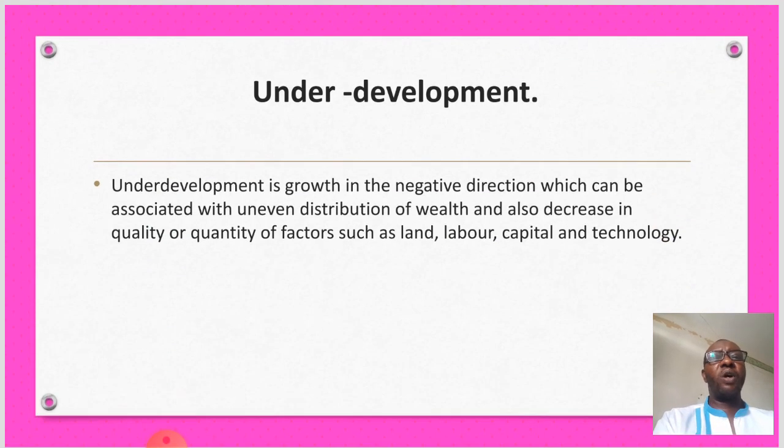Then what is underdevelopment? Underdevelopment is growth in the negative direction, which can be associated with uneven distribution of wealth and also a decrease in quality and quantity of factors such as land, labor, capital, and technology.